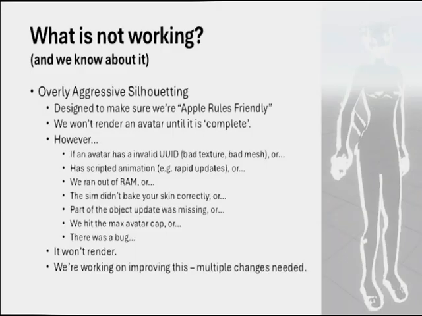Another one is that part of the object update was missing. This means that the sim sent an object update for part of your avatar, but we never got it because the protocol uses UDP. This does happen every now and then. We do re-request things, but sometimes something for one reason or another didn't get there, or there was a bug. And as a result, this is another reason why avatars won't necessarily appear.